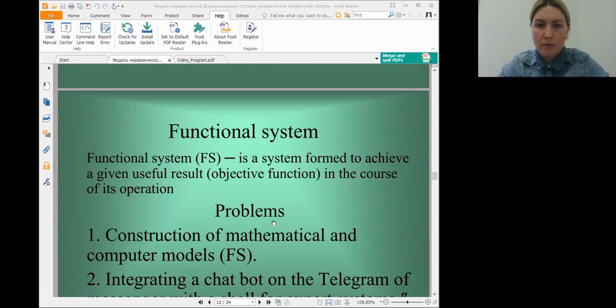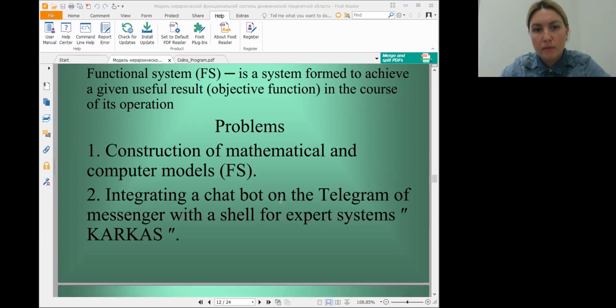Functional system. Our functional system is a system formed to achieve a given useful result in the course of its operation. What are the problems? Firstly, construction of mathematical and computer models. Secondly, integrating a chatbot in the Telegram messenger with a shell for the expert system carcass.